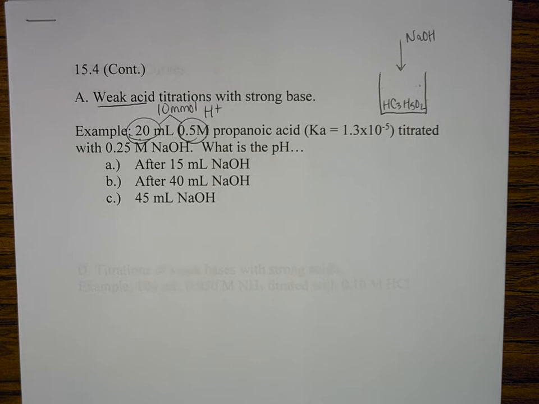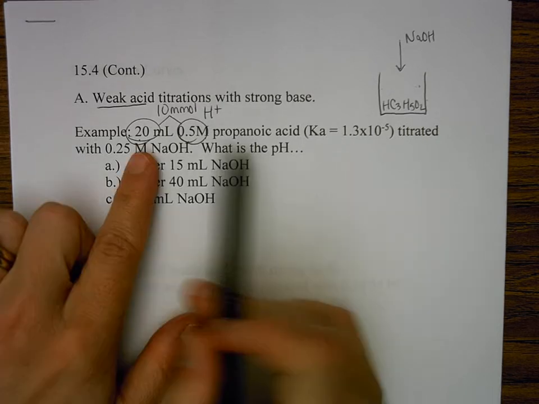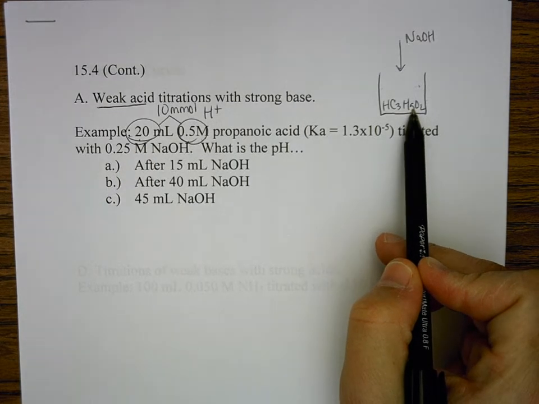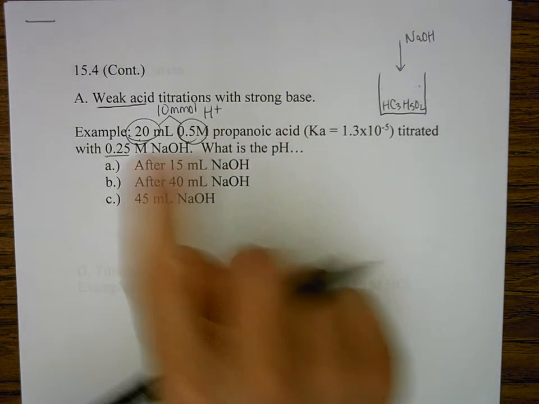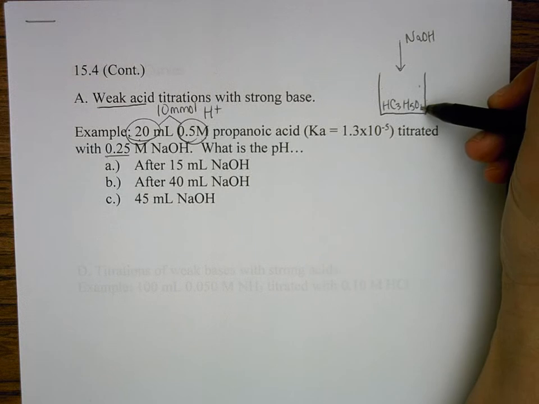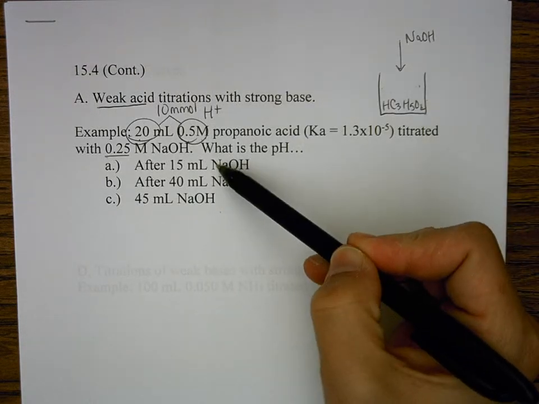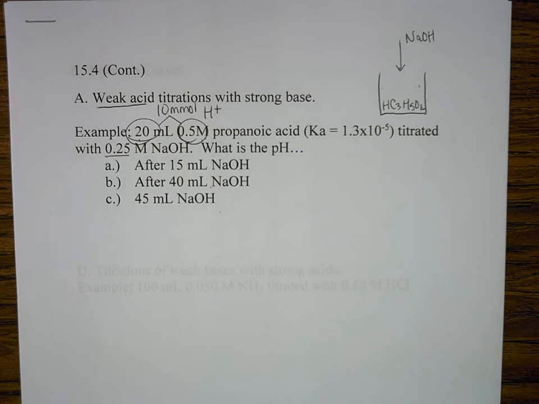The setup is going to be the same. We're going to start the same as we did the other problems, where you set up the BCA table and you figure out millimoles of everything you have to calculate the pH. So I'm going to start there. I've got 10 millimoles of hydrogen ions. Now I'm going to add 0.25 molar sodium hydroxide to that, and I want to figure out the pH after I add 15 milliliters, 40 milliliters, and 45 milliliters of sodium hydroxide.